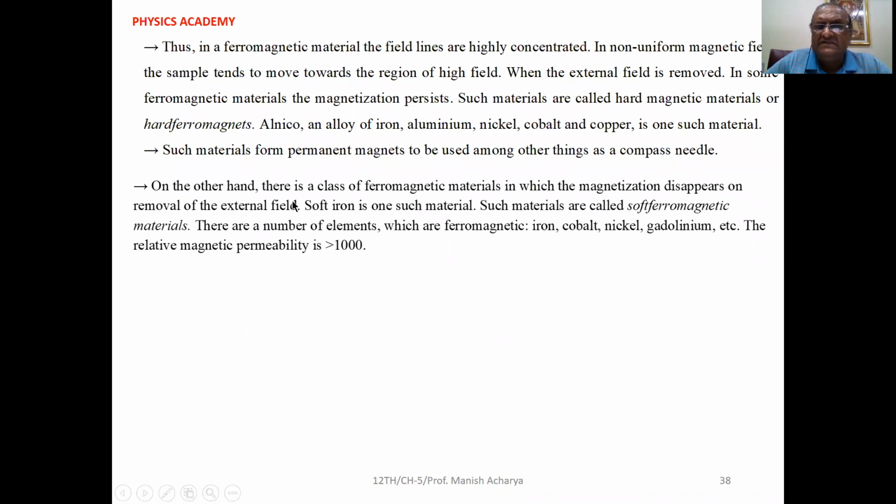On the other hand, there is a class of ferromagnetic materials in which the magnetization disappears on removal of the external field. Soft iron is one such material. Such materials are called soft ferromagnetic materials. There are a number of elements which are ferromagnetic: iron, cobalt, nickel, etc. The relative magnetic permeability is greater than 1000.